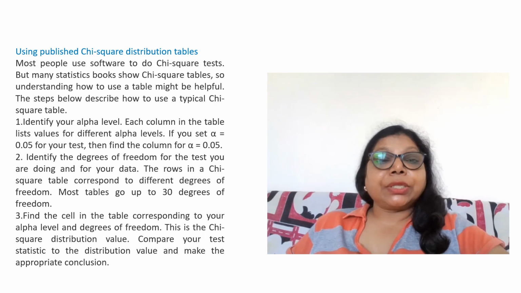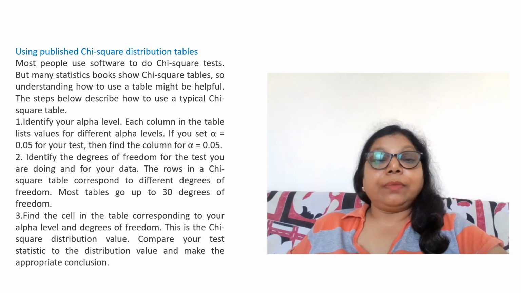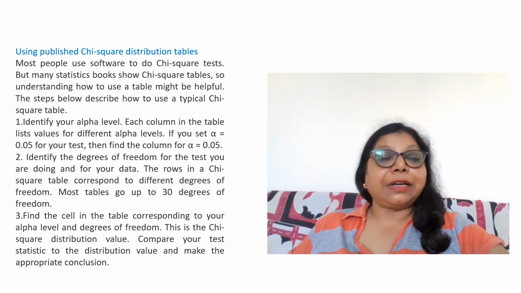Now, how do we use published chi-square distribution tables? Most people will use software to do a chi-square test, but still many people will use statistics books that show the chi-square tables. So understanding how to use a table might be helpful if you are going to use it in future. These are the steps given. First, we need to identify the alpha value. Each column in the table lists values for different alpha levels.